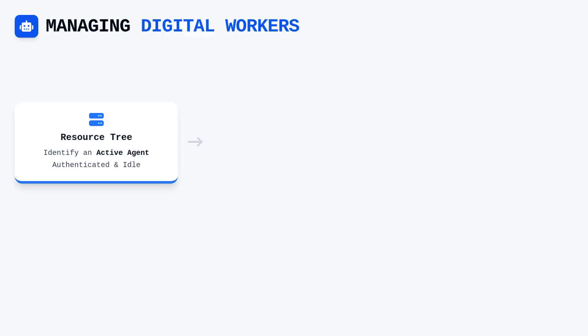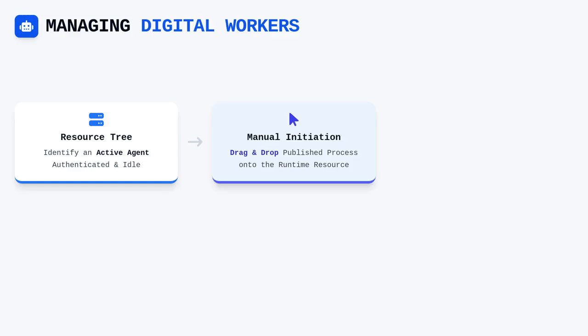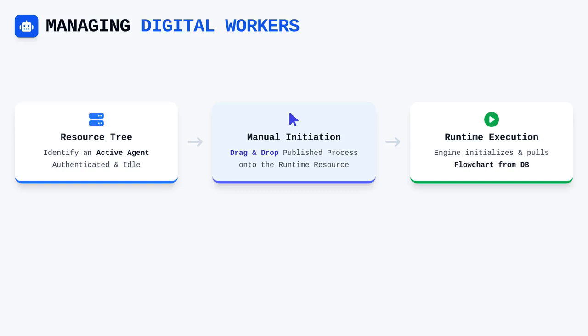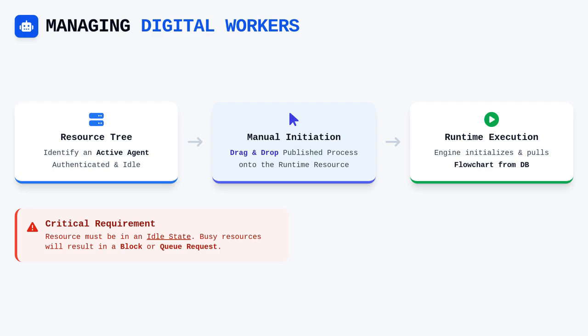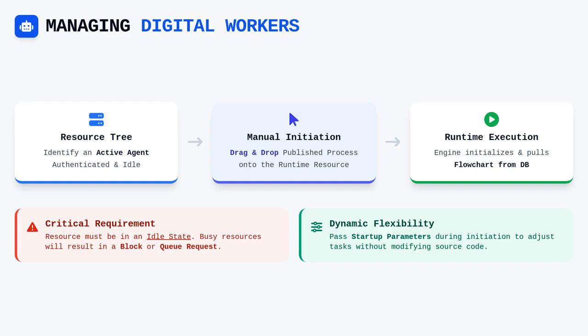By manually dragging a published process definition onto an active resource, you effectively create a new session entry. This action prompts the environment to signal the specific runtime resource to initialize its internal engine and begin pulling the process flowchart from the database. It is essential to remember that this process only succeeds if the resource is currently in an idle state. Attempting to drop a process onto a busy resource will often result in a block or a request to queue the execution, depending on your specific configuration. You can also pass startup parameters during this manual initiation phase, which allows for dynamic adjustments to the task at hand without needing to modify the underlying process code.